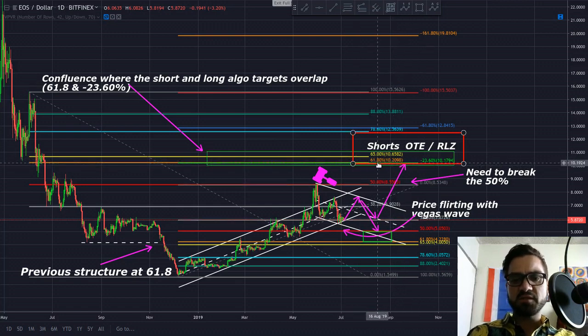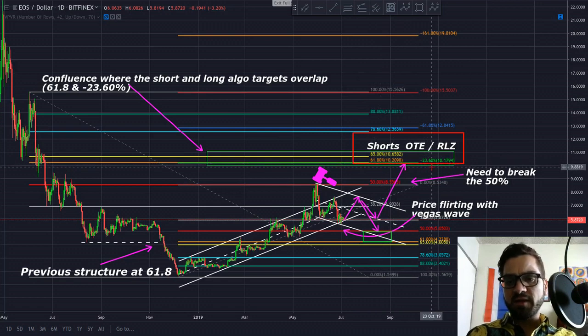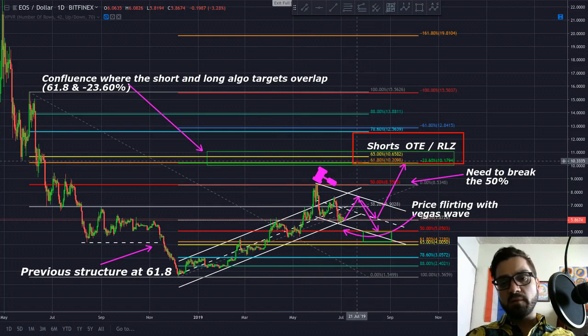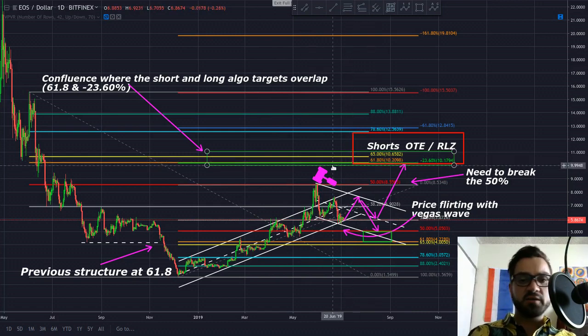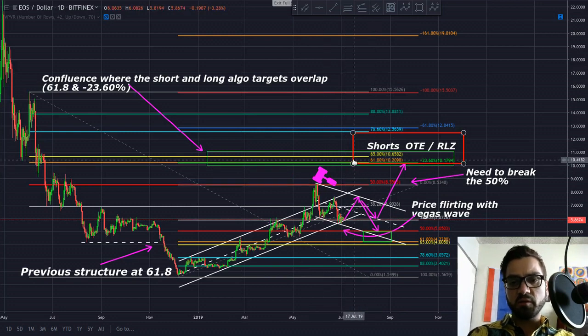So we do have the 61.8. On the right side, we have the negative 23.6. This is usually a target for algorithms that are going long. So we do have this confluence area here, which, of course, we're always trying to look for, for potential entries or exits or anything like that. It's always good when you find these sort of patterns in the market.